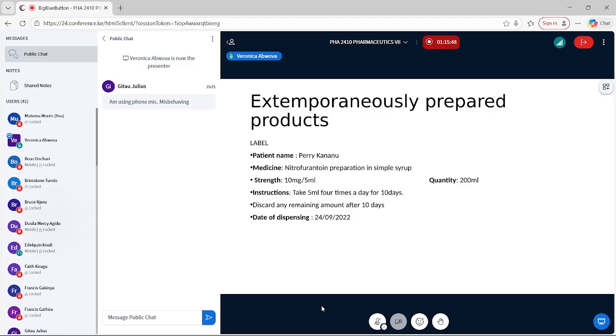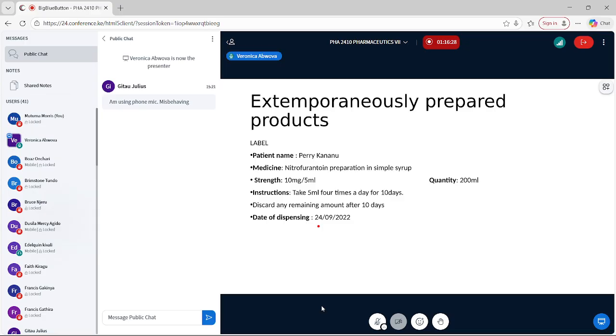Then for extemporaneously prepared products, we've mentioned the things that need to be there, okay? But this is just an example. You have the name of the patient, okay? What has been omitted here? If you look at this, we have the patient name, the medicine, the strength, instructions, date of dispensing, quantity.